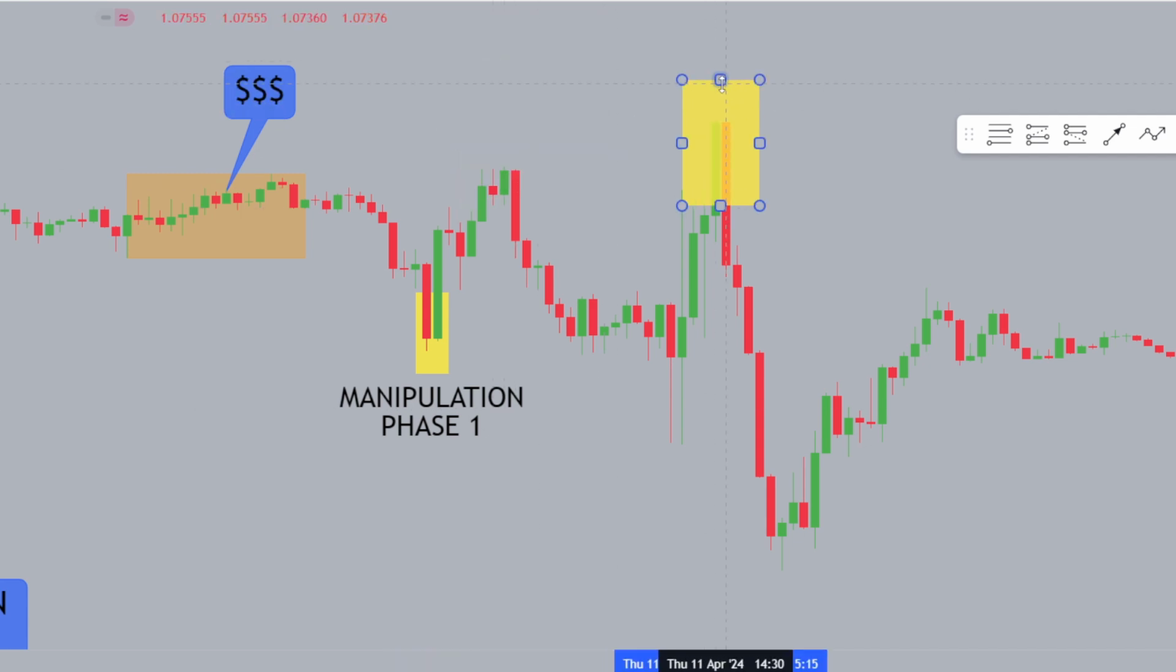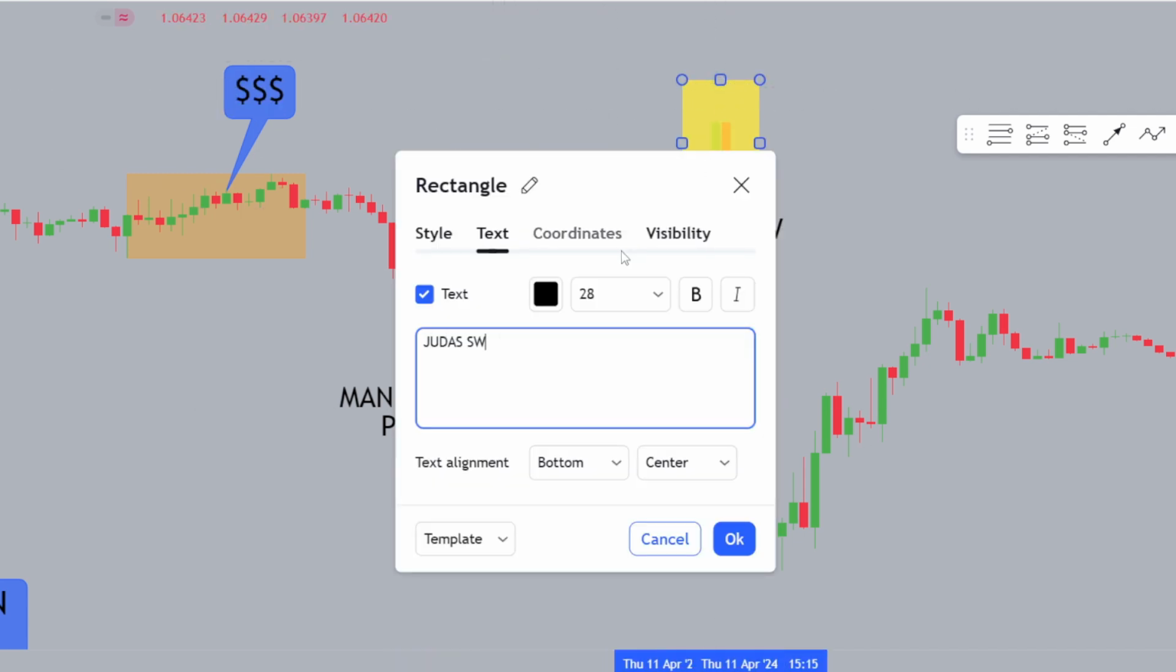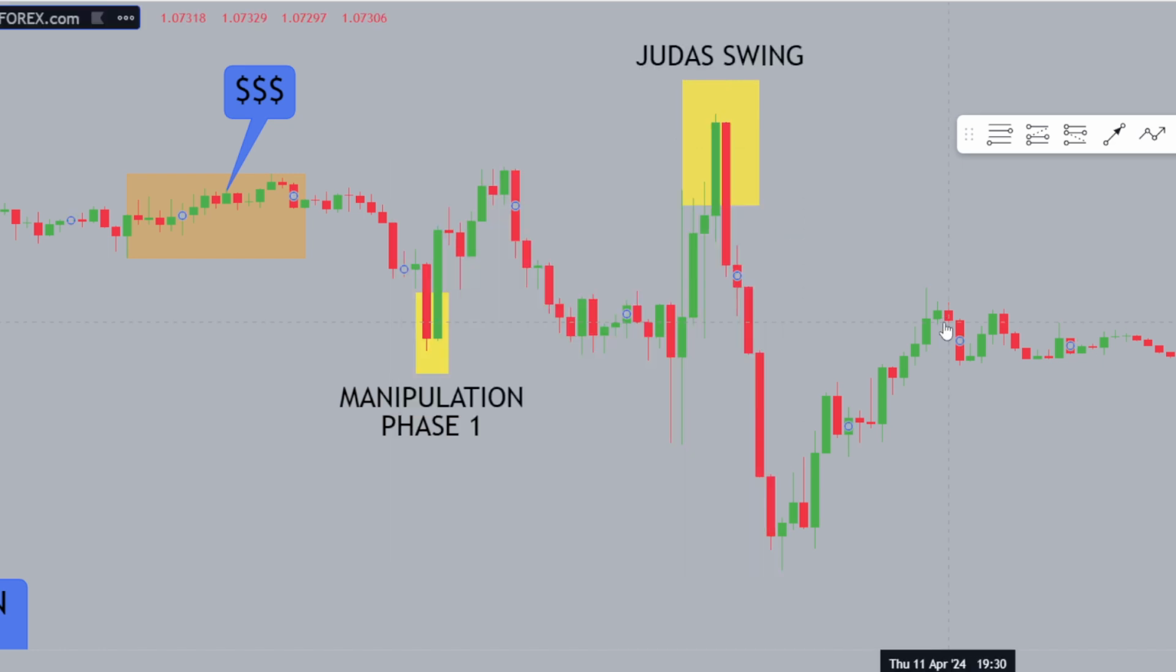So let's get rid of this. This is the correct Judas swing over here, and the reason why is simply because it's after news events. So we're understanding, we're placing a heavy emphasis on time before price, right? Time before price. Very, very important.